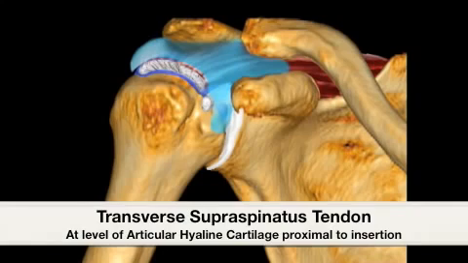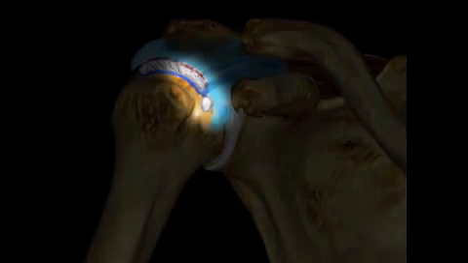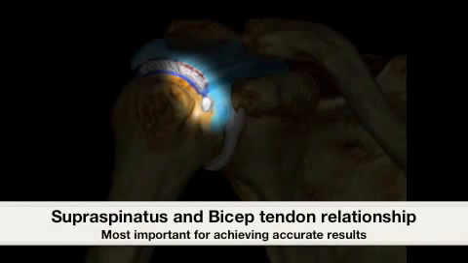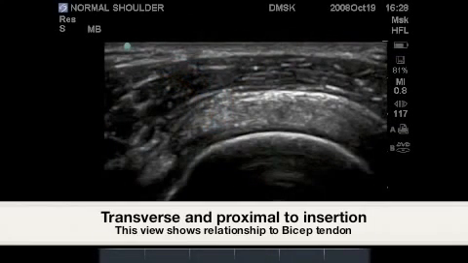This illustration shows a cross-section of the supraspinatus proximal to its insertion of the greater tuberosity. Our primary focus of this video will be the relationship of the supraspinatus tendon with the bicep tendon at its intracapsular segment. This is the corresponding image of the supraspinatus tendon in cross-section.